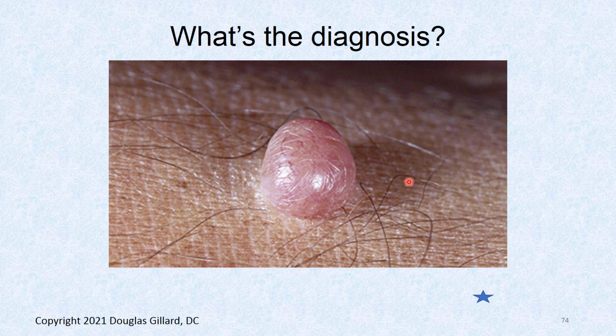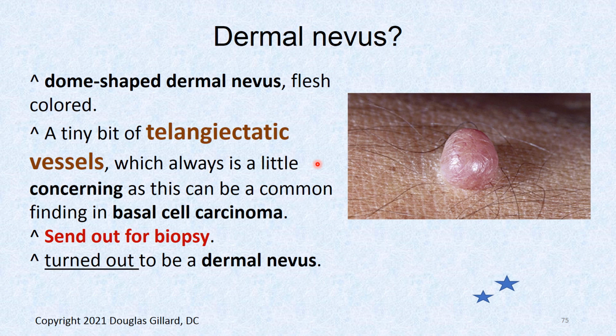This one looks innocent, but I'm worried about this one. See the blood vessels? See how they grow through here? That's telangiectasia. There's rapidly growing cells. That one has to be biopsied. You would think it's a dermal nevus, but you just don't know. You've got to send that one out for a biopsy.